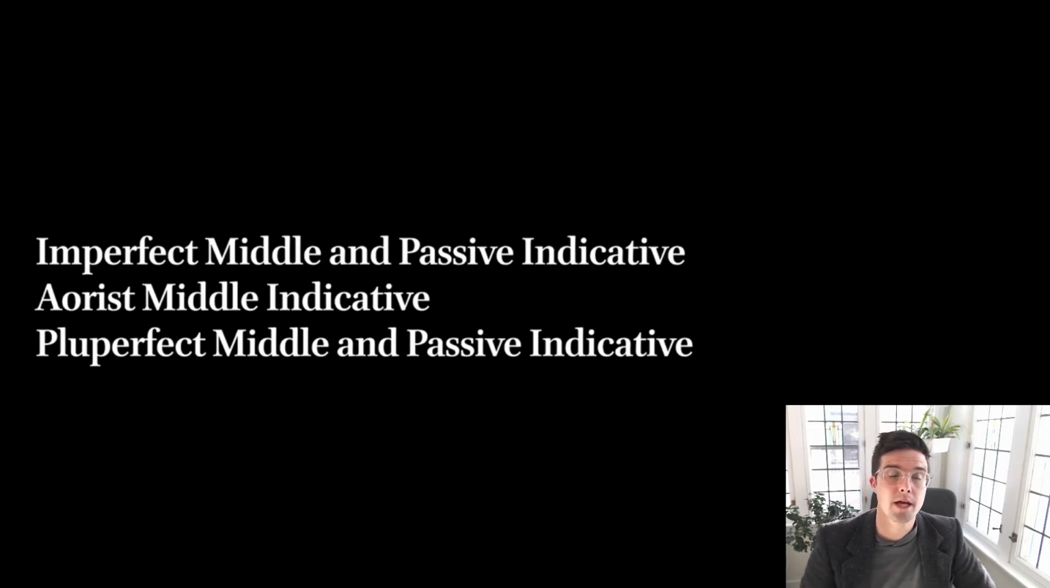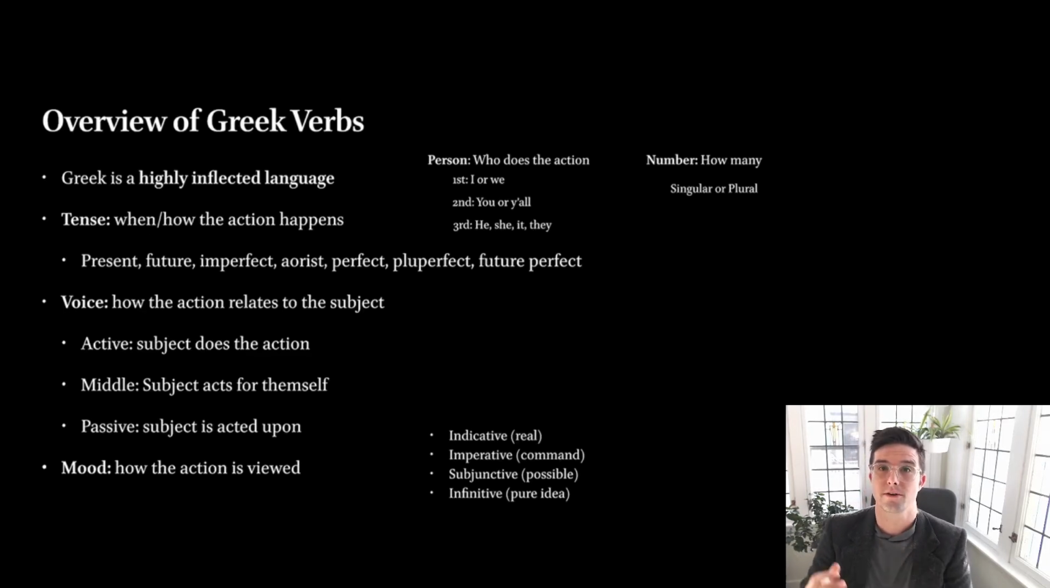In this video, we introduced the imperfect middle and the imperfect passive indicative in Koine Greek, and those two are going to have the same forms. We also introduced the aorist middle indicative and the pluperfect middle and the pluperfect passive indicative, which also have identical forms to one another. So yet again, you're going to see this slide, and you're coming to some of the last times you're actually going to see it before we move on to mood.